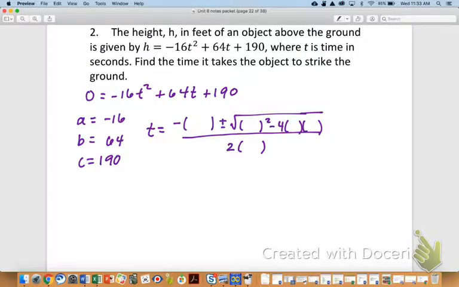Gotcha. Okay, very cool. This is definitely one of the big concepts of the second semester for us: quadratics and the quadratic formula, and what do you do if it's t squared or x squared instead of just x or t? So, yeah, for sure.